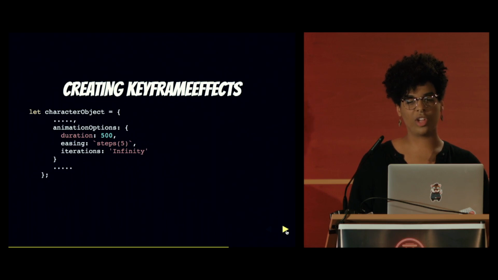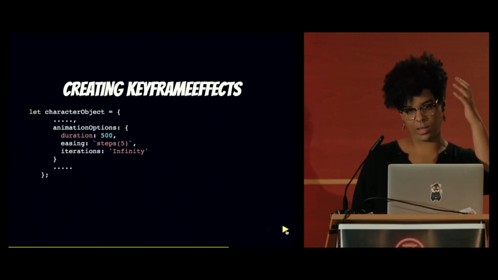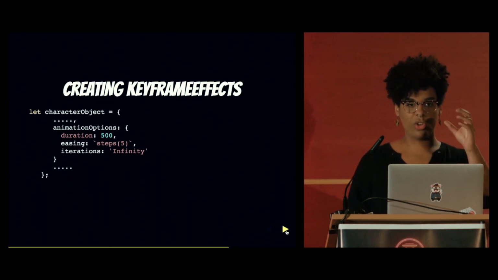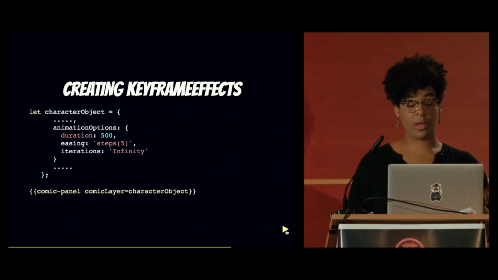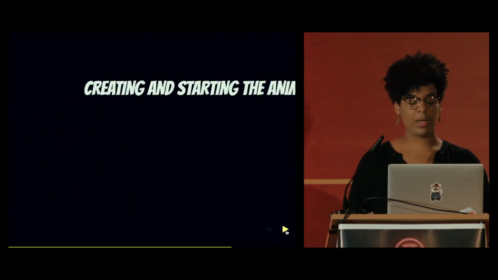We don't want to just shift through, because then it looks like a lottery machine or something. We actually want to step through by a distinct amount, and also we want to loop over it forever. So we do that, and then we pass it into our comic panel.